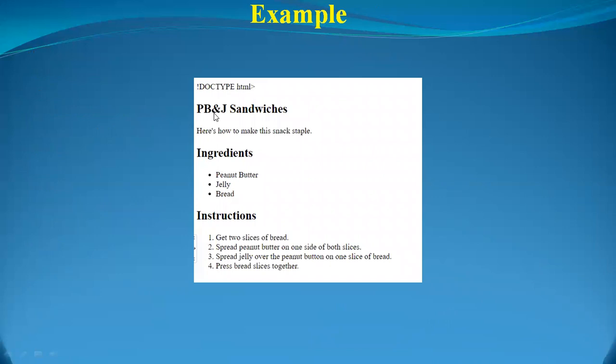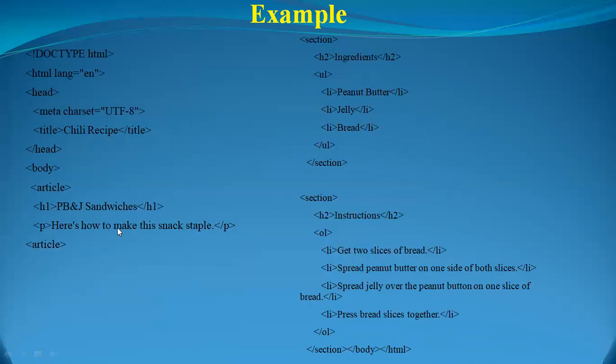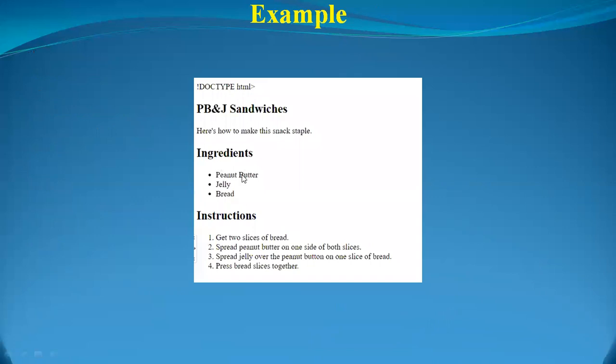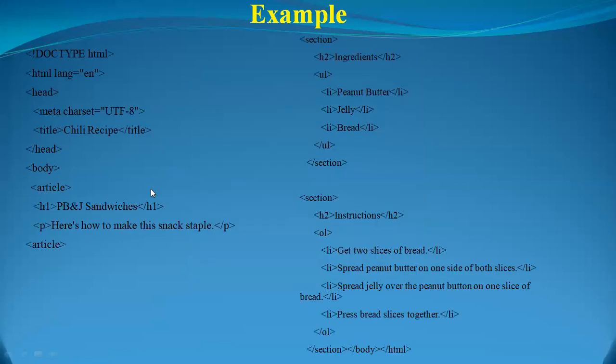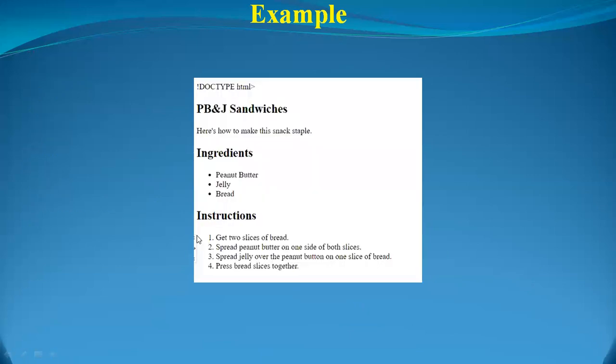See the output. PB&J Sandwich is there. Under the paragraph, how to make the snack. Here, under the paragraph, we given the output like this. Ingredients: peanut butter, jelly, bread. Here we have given the unordered list. In the ordered list, we get the output like 1, 2, 3, like this. In the instructions, we have list items 1, 2, 3, 4, like this.